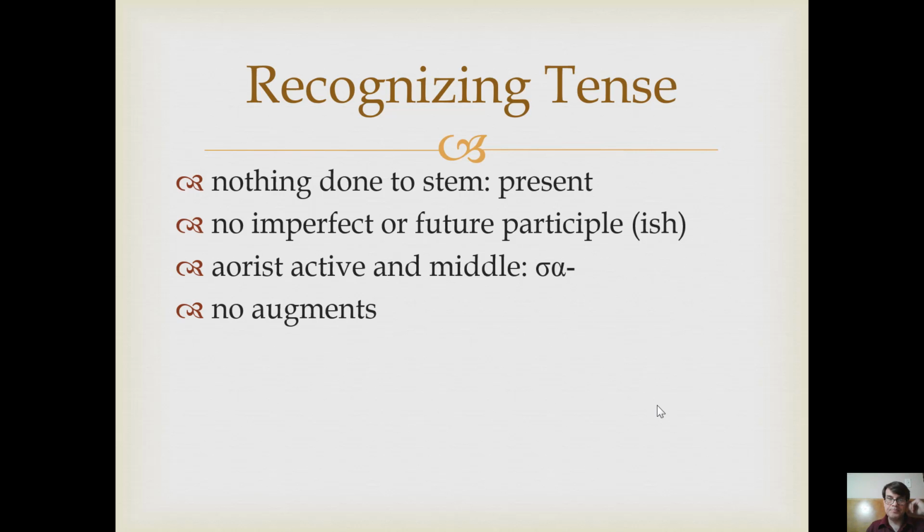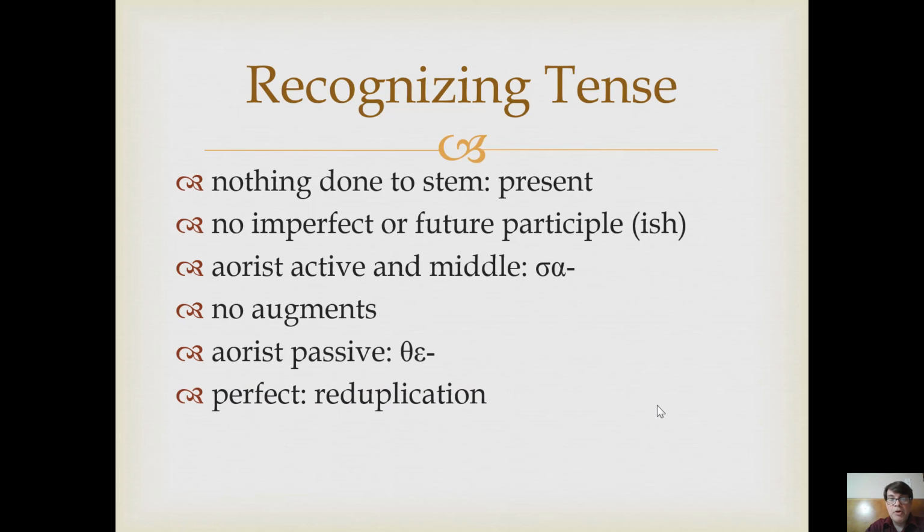Okay, no augments. So aorist active and middle are going to have a sigma alpha just like other aorist actives and middles. The aorist passive is theta epsilon as its tense suffix, the thing tacked onto the end of the stem. It's not theta eta, which is what I would have wanted it to be, but it's a theta epsilon. I can deal with it. Eta is a long epsilon, so okay, fine. The perfect is going to reduplicate. So perfect participles are going to reduplicate just like any other perfect. Perfect active is going to put a kappa at the end. Unfortunately, not a kappa alpha, but it's going to have reduplication on the front with a kappa.